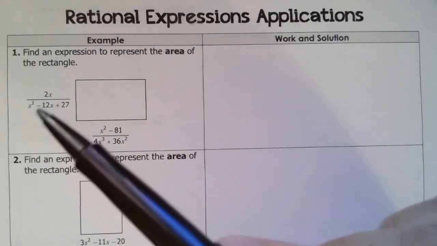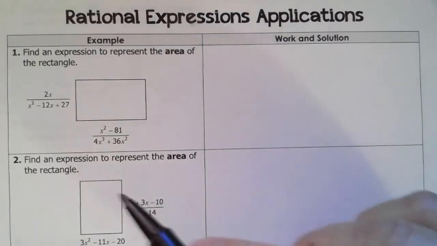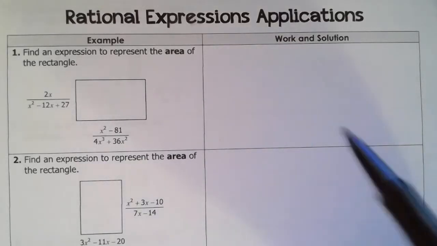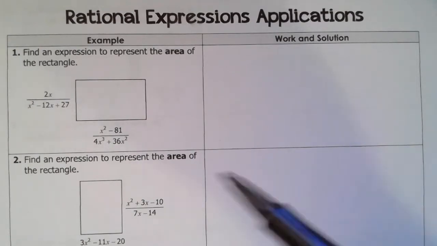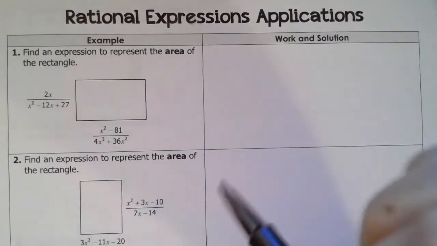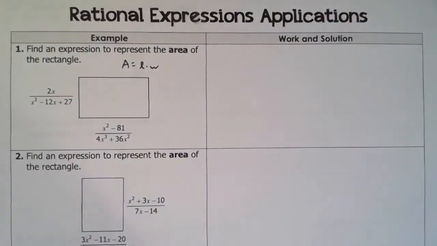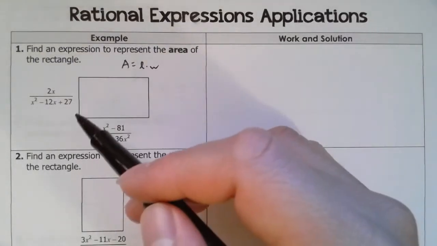And what you have to know, you might need to pause and Google some or refresh yourself, is just the area formulas or volume formulas of some of these figures we'll be looking at. For the first one, it says find an expression to represent the area of the rectangle. So the area of a rectangle, if you don't remember, is length times width. That's the easy one. Okay, so here's my rectangle, here's my length, here's my width.